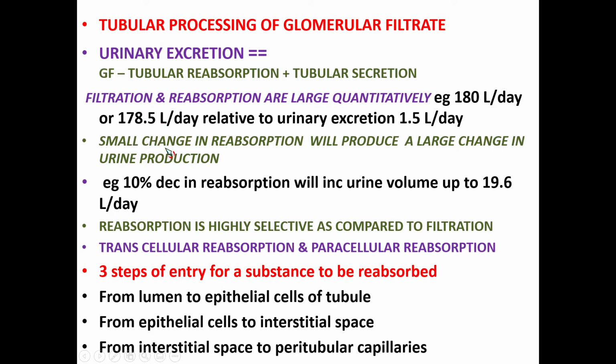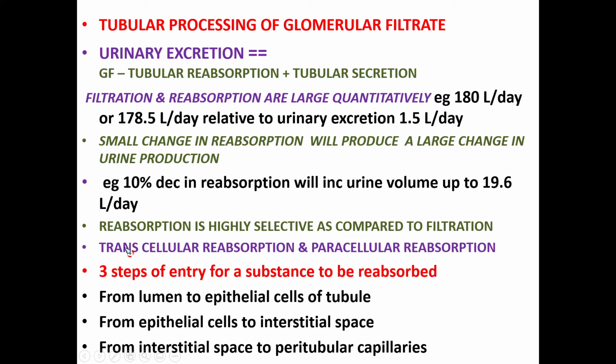Then a very important sentence: a small change in reabsorption will produce a large change in urinary production. For example, suppose reabsorption in the proximal convoluted tubule or the rest of the nephron decreases by 10%. Then it will increase the urinary volume by approximately 19.6, or you can say 20 liters per day. So you are moving from 1.5 liters to 20 liters per day. Then reabsorption is highly selective as compared to filtration. We will see all these things in detail later on.